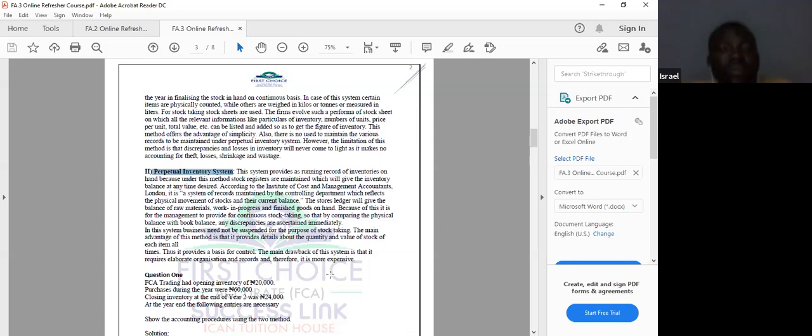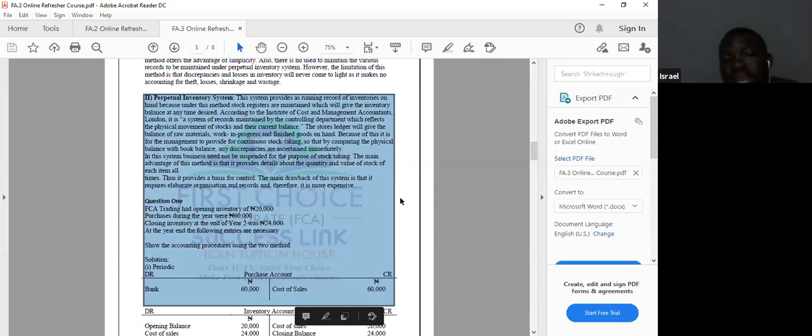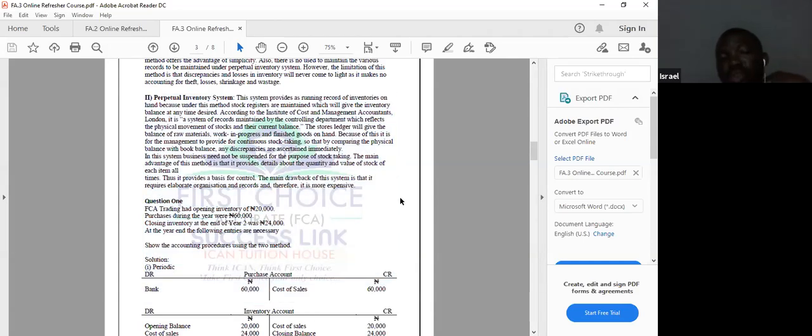So now let's look at question one. Question one says: FCA trading had opening inventory of 220,000. Purchases during the year were 60,000. Closing inventory at the end of the year was 24,000. At the end of the year, the following entries are necessary. Show the accounting procedure using the two methods.